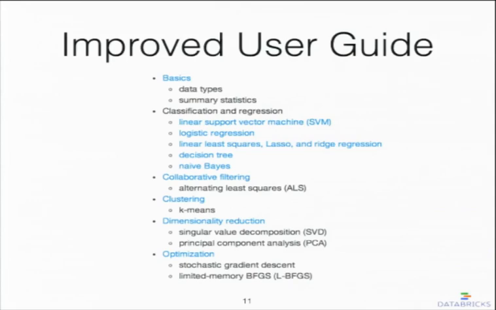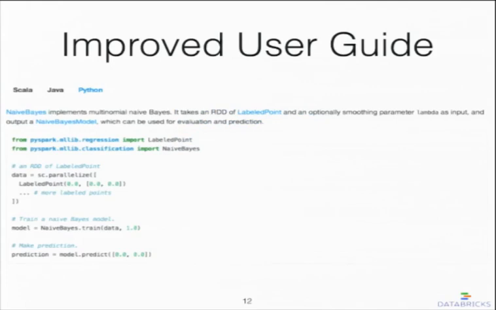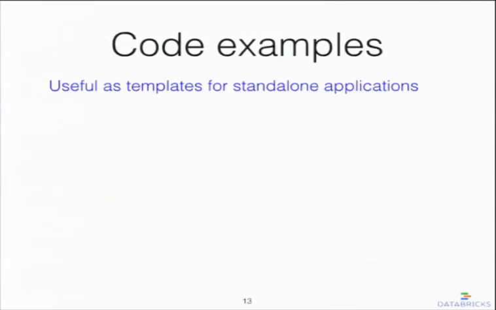So the first is the improved user guide. Basically, the user guide is much more in-depth, with more explanations and more examples. It's organized much better. We have code snippets embedded in the user guide to give you additional information about what's going on with MLlib and how to use it. We've also included code examples which illustrate how you can actually use this on real-ish world data. We've found that they've also been useful as templates for standalone applications.